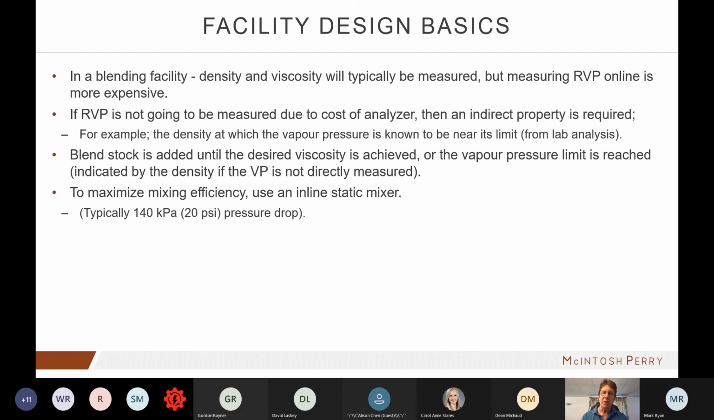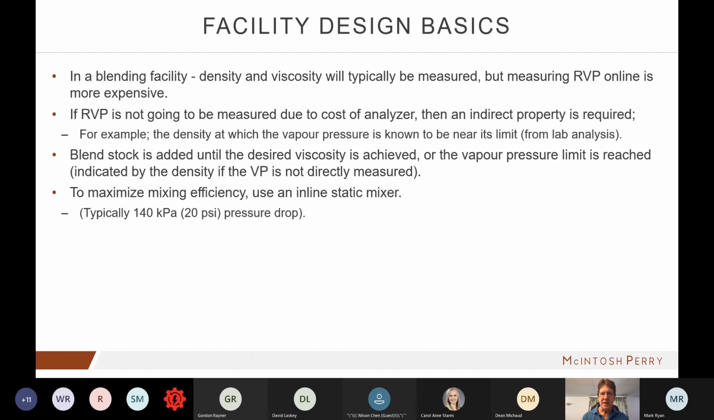How would I know that? Because I ran a bunch of calculations and found that if I go much below 925 kilograms per cubic meter, I'm going to be running up against the vapor pressure specification. That's just an example of using a surrogate property, something indirect other than measuring the vapor pressure itself, and using that instead of the vapor pressure number that you're not measuring.